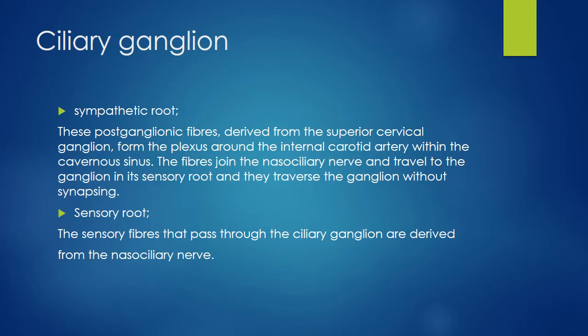Sympathetic root consists of postganglionic fibers which are derived from superior cervical ganglion, form the plexus around internal carotid artery within cavernous sinus. These fibers join the nasociliary nerve and travel to the ganglion in its sensory root, and they traverse the ganglion without synapsing. Sensory root passing through ciliary ganglion is derived from the nasociliary nerve. So these three connections reach the ganglion, but only parasympathetic root synapses here.